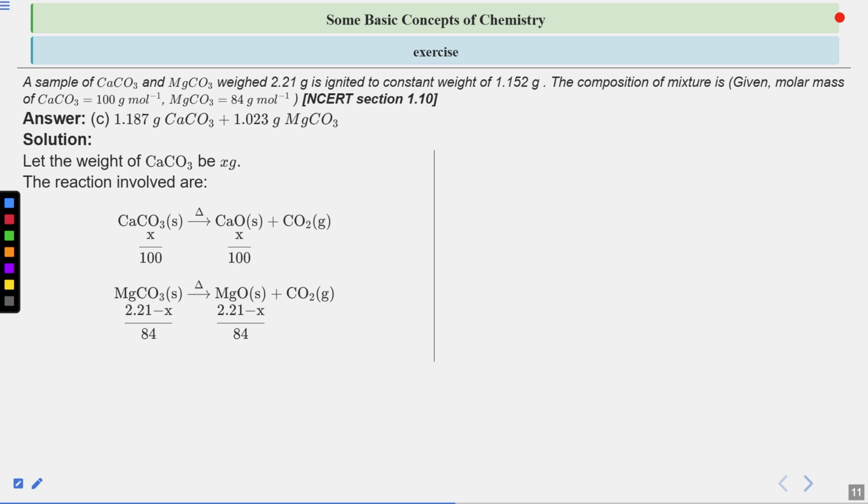Now next, what do we have? We have magnesium carbonate also present in the same mixture, and the total mass of the mixture is given as 2.21 grams. If we have taken x gram as the mass of calcium carbonate, can we take 2.21 minus x as the mass of the remaining thing, that is magnesium carbonate?